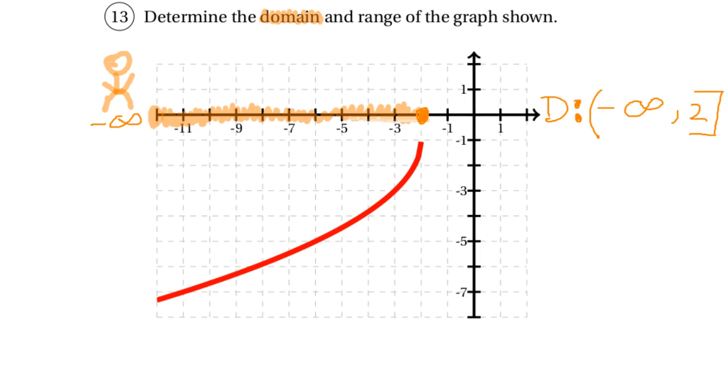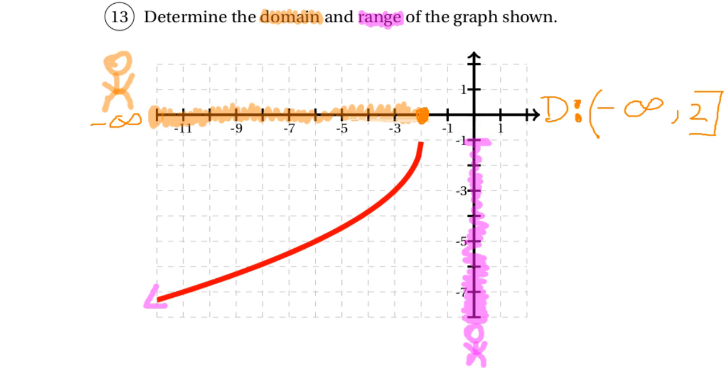Now to talk about the range, what we're going to do is we're going to say, okay, for the range, we're going to walk on the y-axis. Now, remember that this arrow means that it's going to keep going like this. So when Bob is starting down here on the y-axis, he's actually going to start coloring right here. And he's going to keep coloring as he walks until he gets all the way to -1 right here.